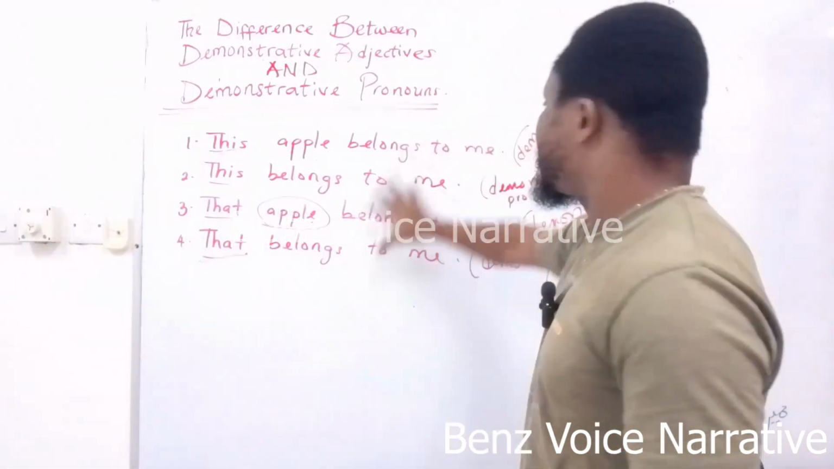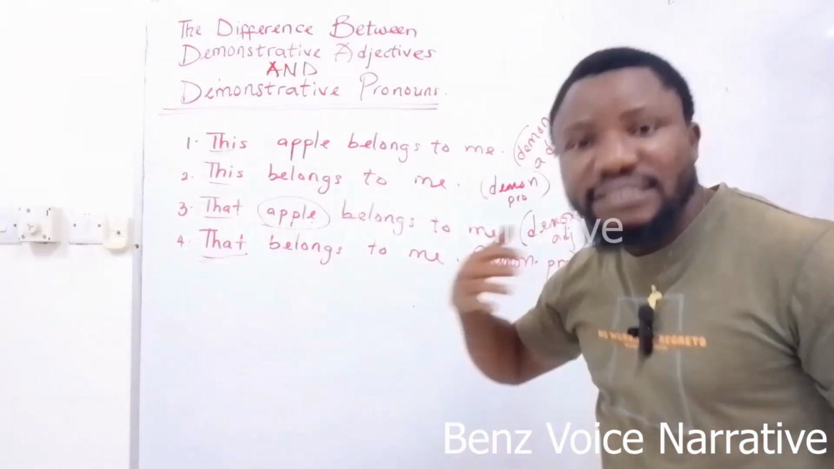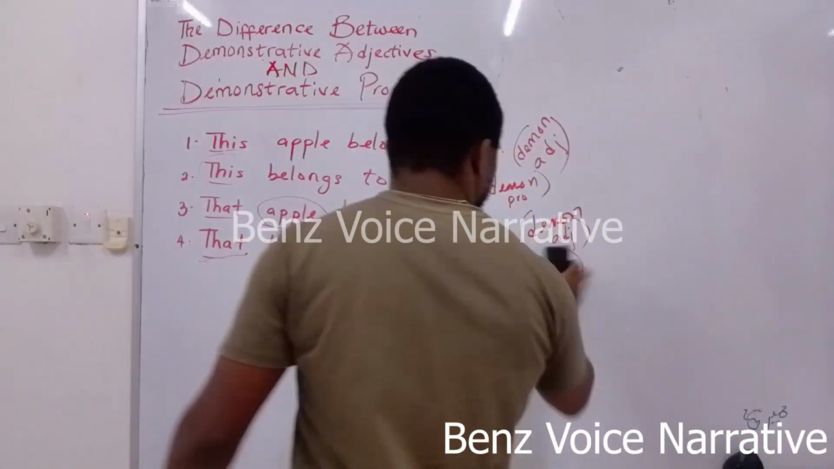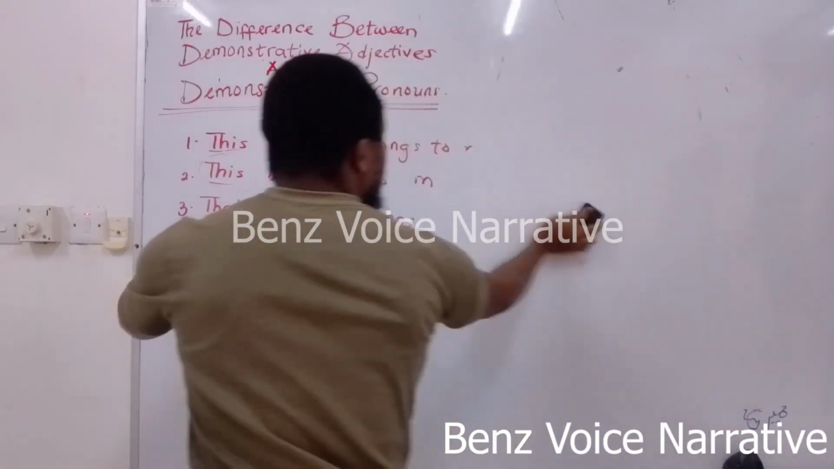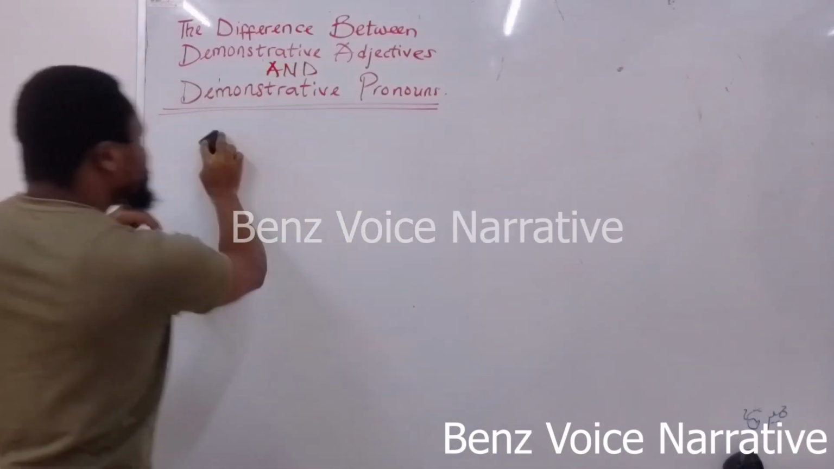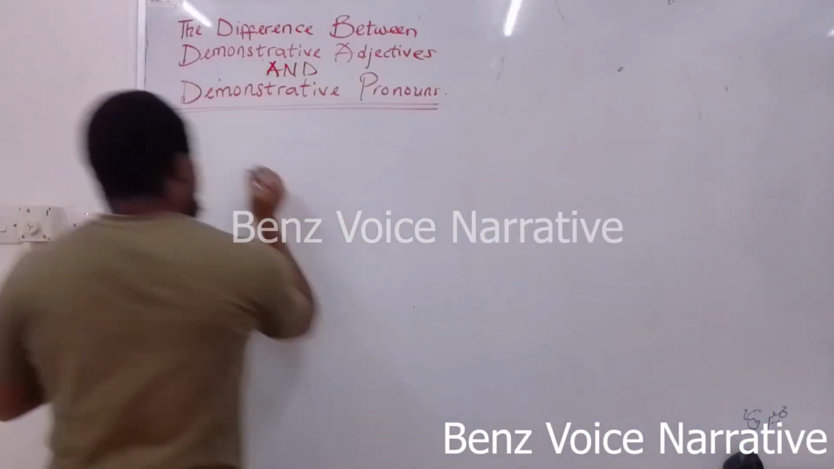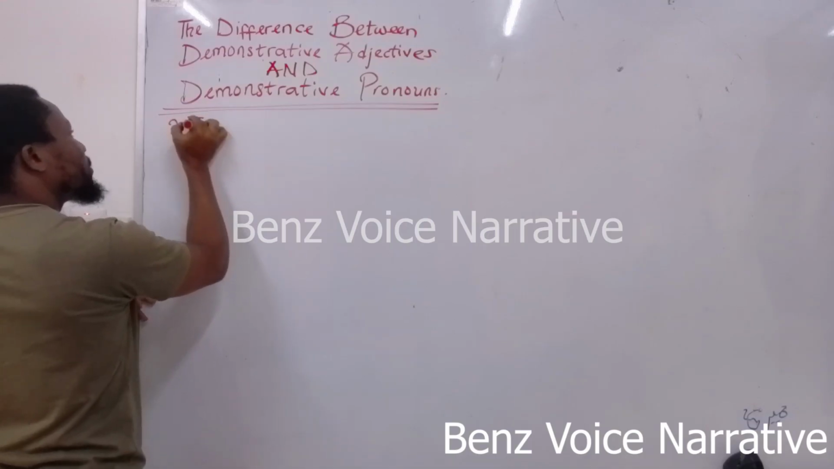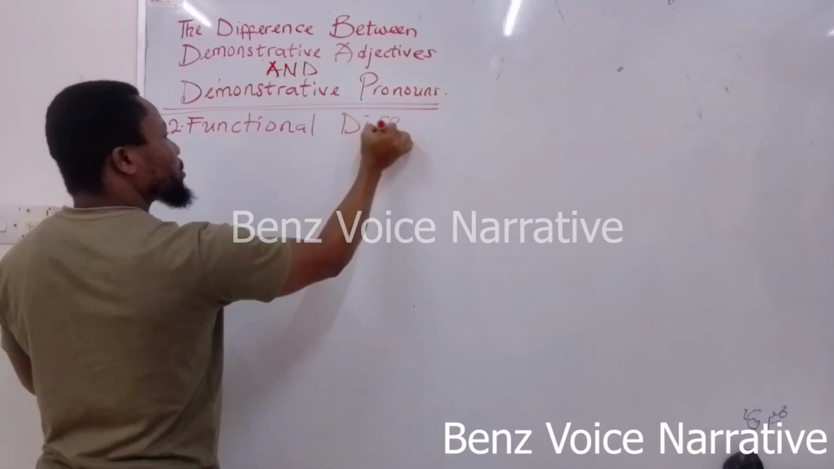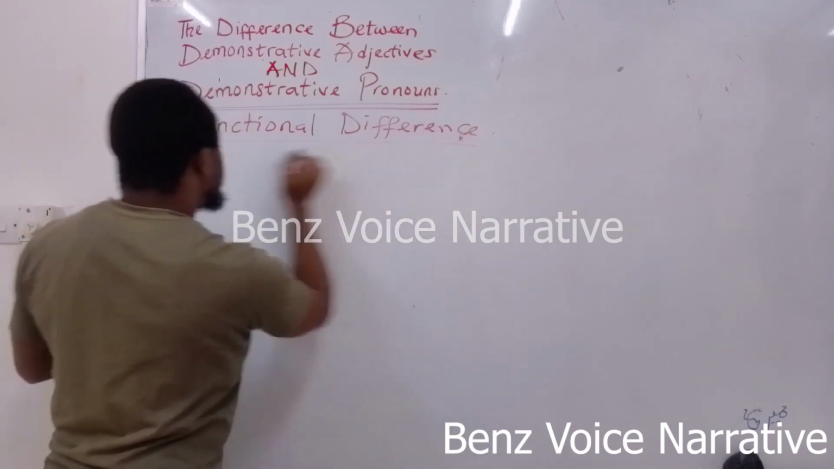So that is that about the structural difference between demonstrative adjectives and demonstrative pronouns. So we go to the second ground of difference. The second way to consider the differences between demonstrative adjectives and demonstrative pronouns. So the second ground is functional. Number two, functional ground. Functional difference. Okay.